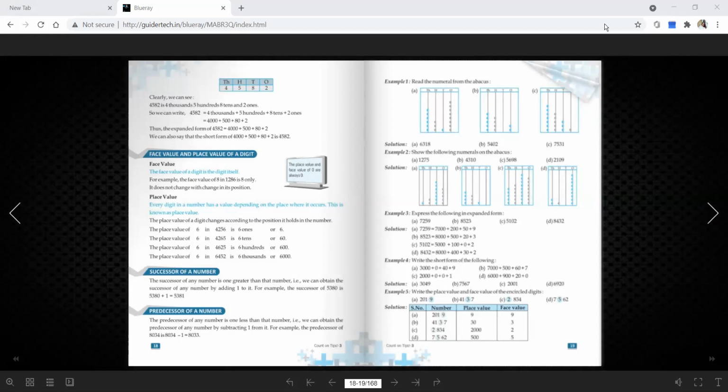Successor means what? Successor means I am going to write, okay? Here you should not copy anything in your copy, but at least see what I am writing, okay? Successor means the next number. Only this thing you can write in your book, on the side by pencil. Successor means next number, exactly next number.